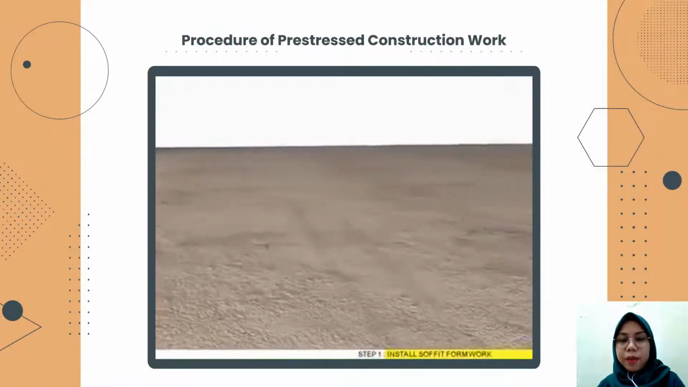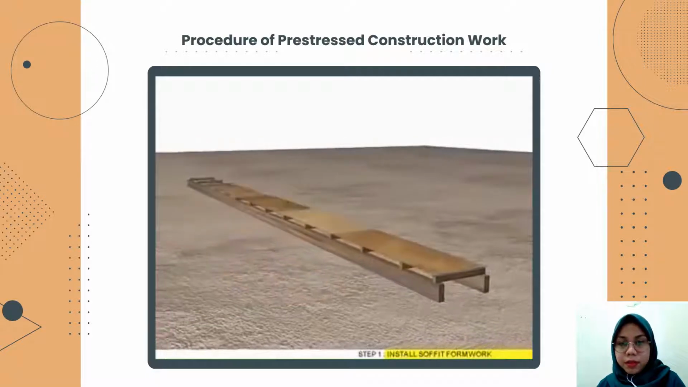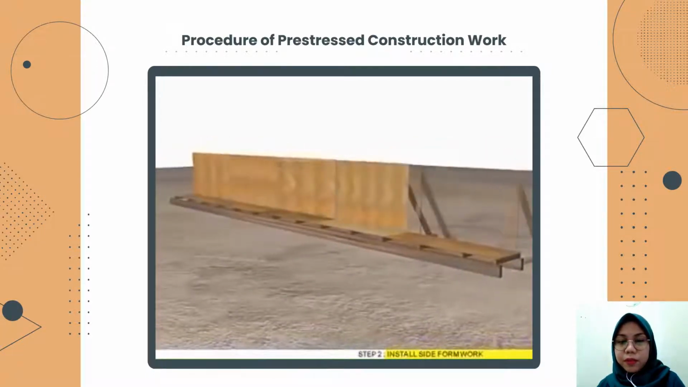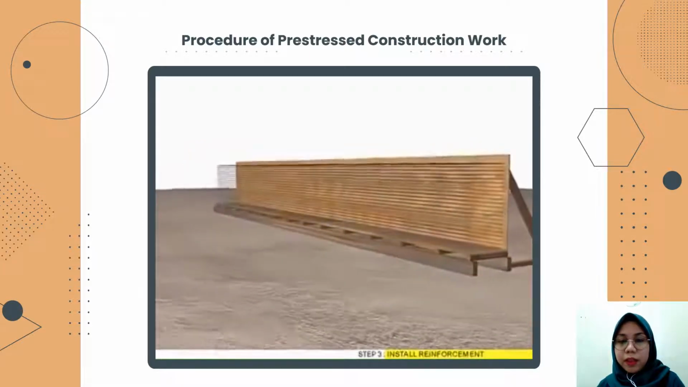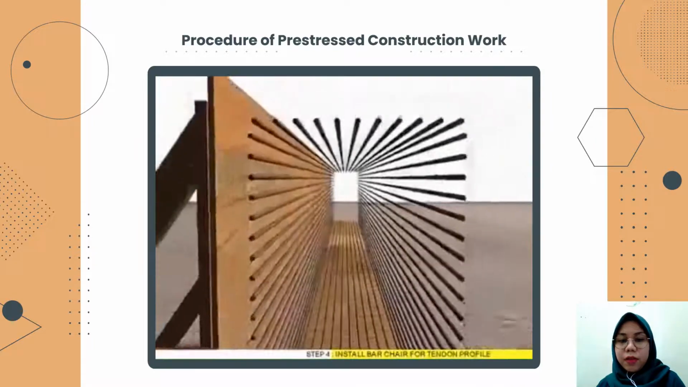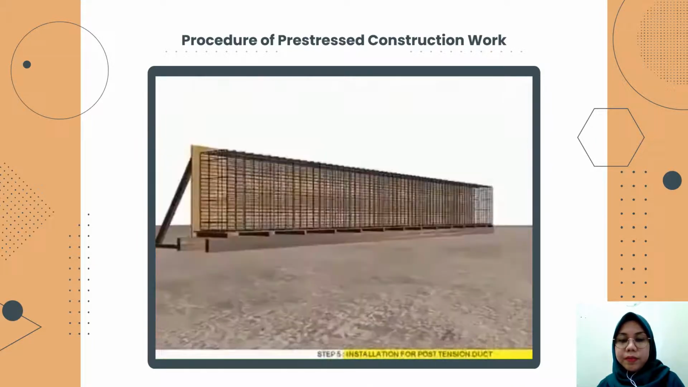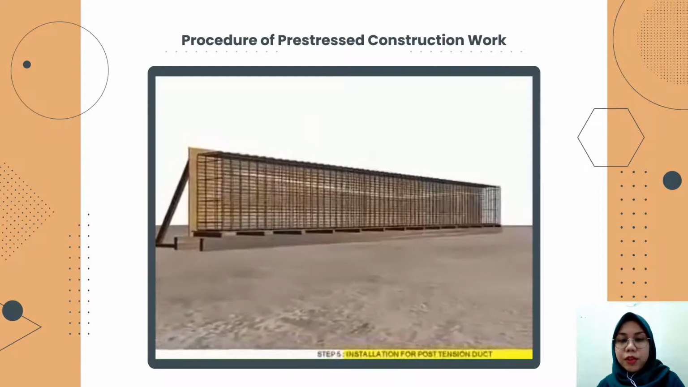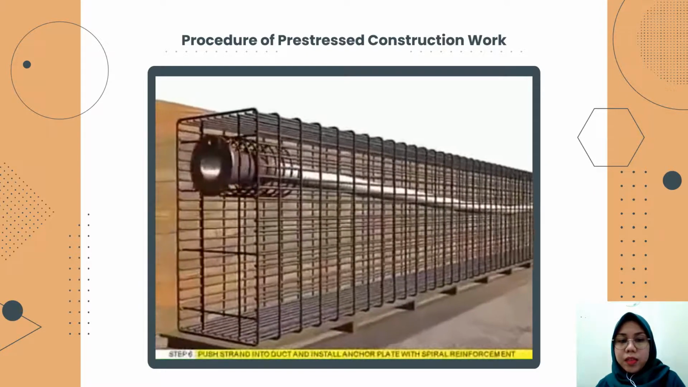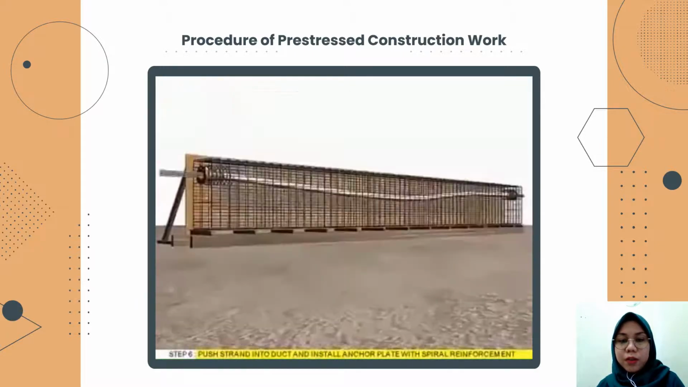Procedure. First step, install soffit formwork. Second step, install side formwork. Third, install reinforcement. Fourth, install bar chair for tendon profile. Step 5, installation of post-tension duct. 6. Push strand into duct and install anchor plate with spiral reinforcement.